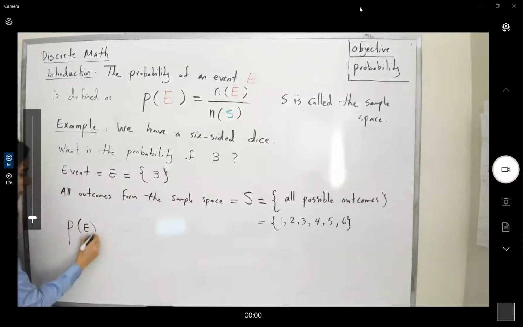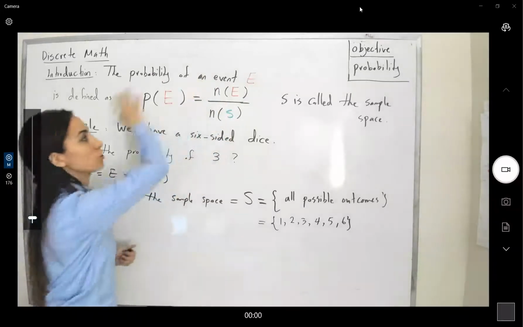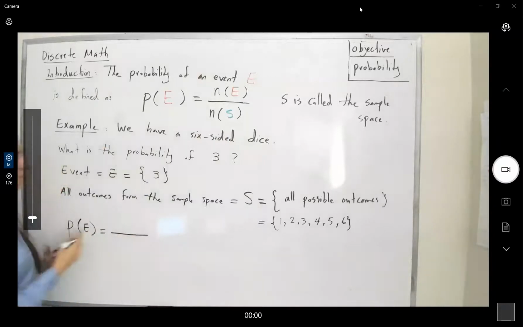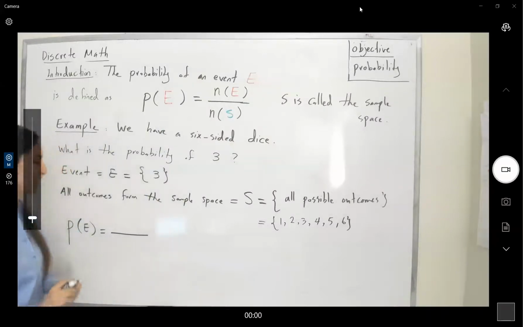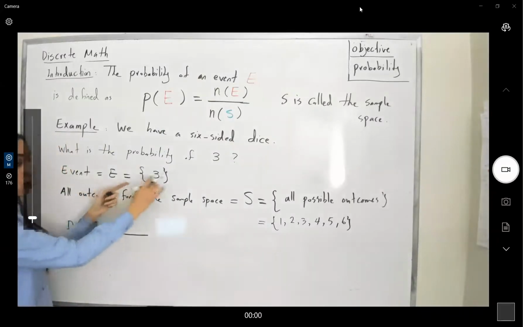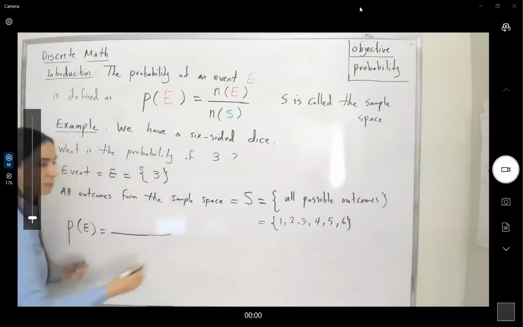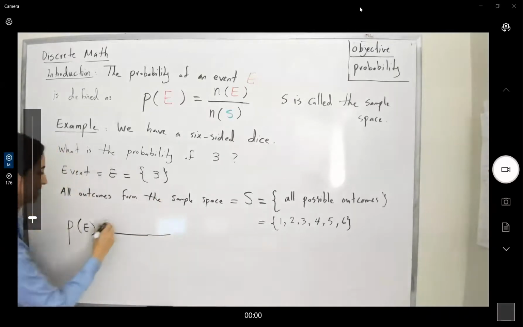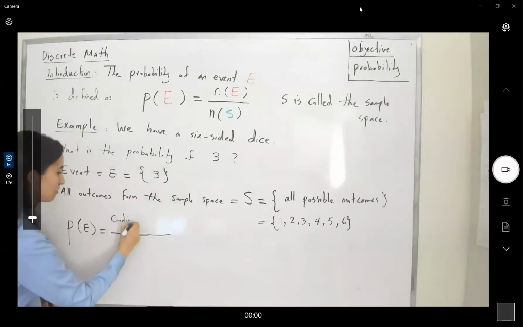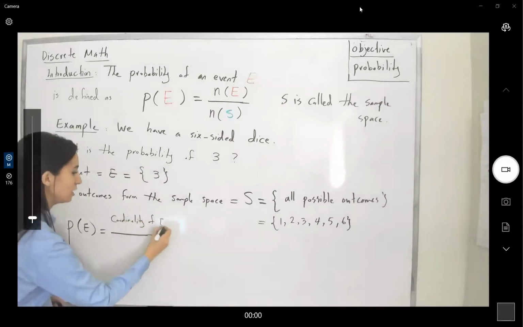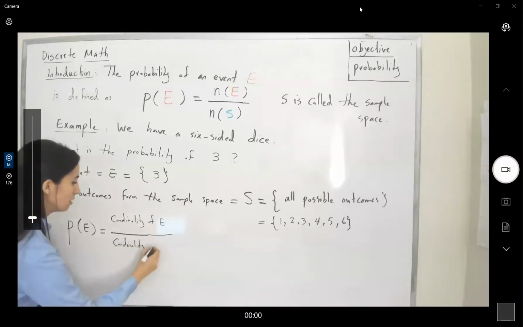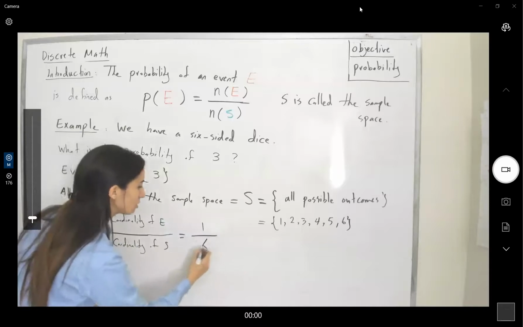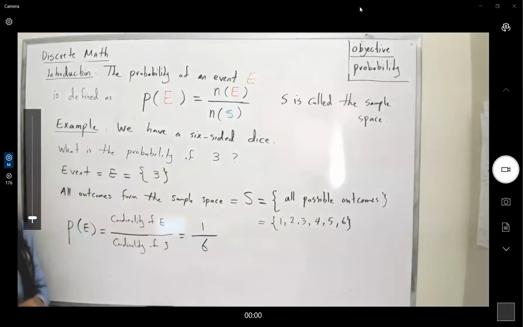Event E is equal to, we're following the formula to form a fraction. What's the frequency, or what's the cardinality of event E? The cardinality of event E, or the frequency of event E, is just 1. Cardinality of E divided by cardinality of S, which is 1 divided by 6.